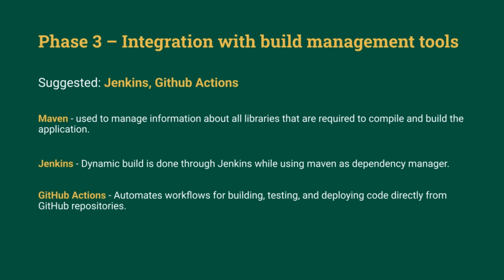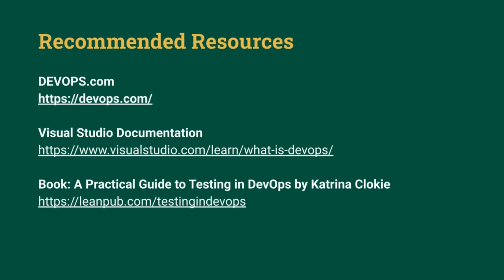Maven is used to manage information about all the libraries that are required to compile and build the application. Jenkins is one of the most used CI tools for dynamic builds while using Maven as dependency manager. DevOps.com, Visual Studio documentation about DevOps, and the book, A Practical Guide to Testing in DevOps by Katrina Clokey, are a few good resources if you want to learn more about these concepts.